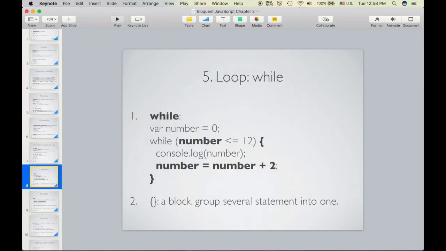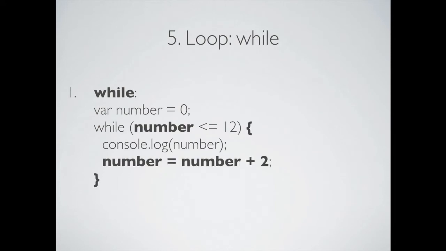And the next thing is loop. Loop means you keep repeating the same lines until some condition is met. So here is an example. We got a variable called number which equals 0, and then we check the condition with the while keyword. The condition is number lower or equal to 12. If that's true, we will execute the code in the braces.